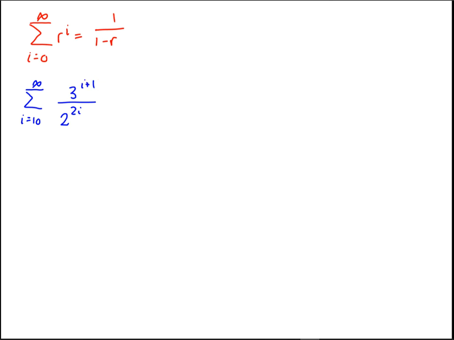So this i plus 1, I can handle that by rewriting the numerator as 3 to the power i times 3 to the 1. This 2 to the 2i, I can handle that by writing this as 2 squared, which is 4 to the power i.